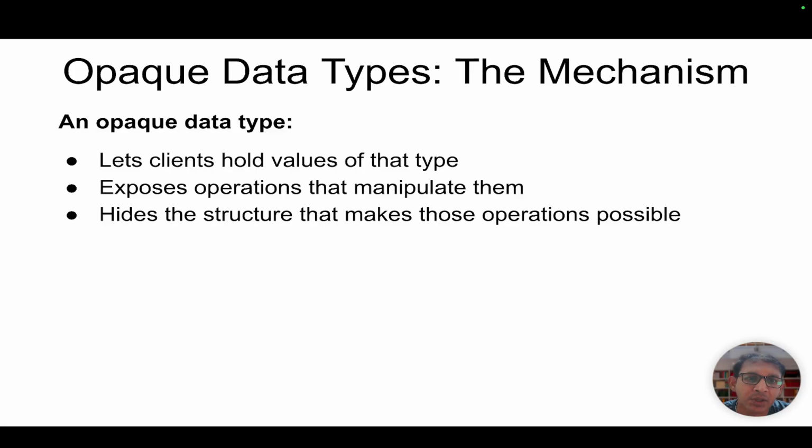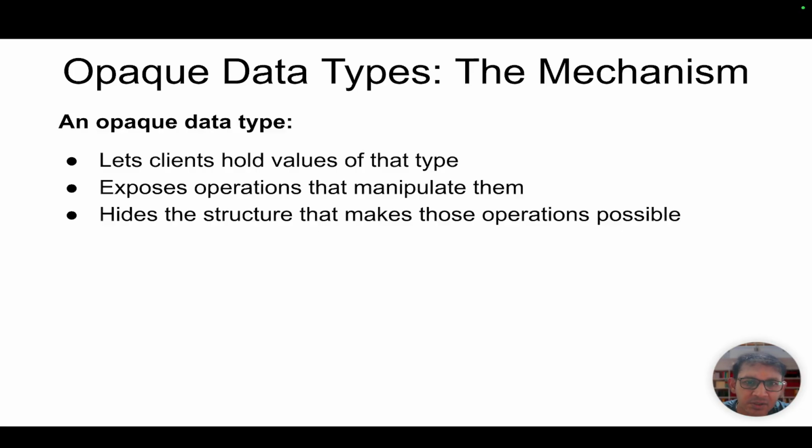The mechanism we use to achieve representational independence is called an opaque data type. An opaque data type lets clients hold values of that type and exposes operations that manipulate them, but hides the structure that makes those operations possible. Think of it like driving a car. You can operate the car through its interface, the steering wheel, pedals, and the gear shift, without knowing how the gearbox works internally. The gearbox representation is opaque to you as a driver.